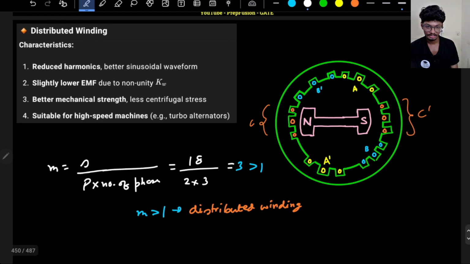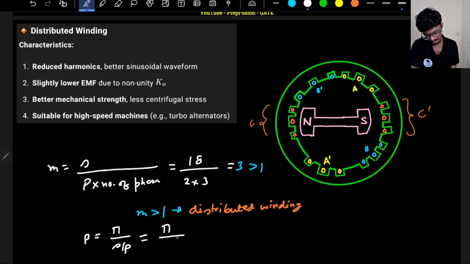Let's calculate the other values. What about beta? The beta formula will not change. Beta will be pi upon S by P. How it came, I just derived in the previous slide. So in this example, what will be pi upon S by P? The number of slots this time is total 18, divided by the number of poles, that is 2. So it will be pi by 9.